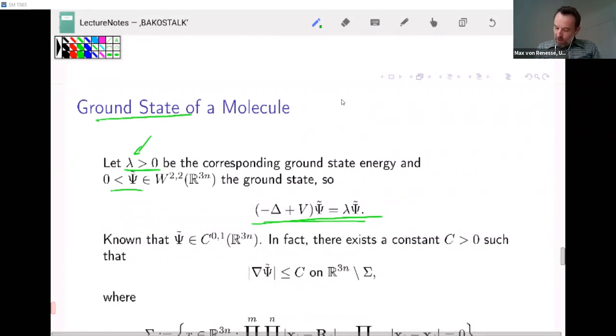What I will do now, I will perform this, what is called the ground state transformation, with this ground state to obtain a drift diffusion operator.